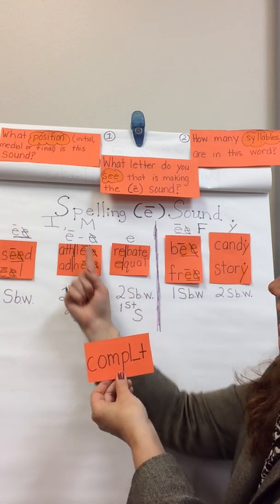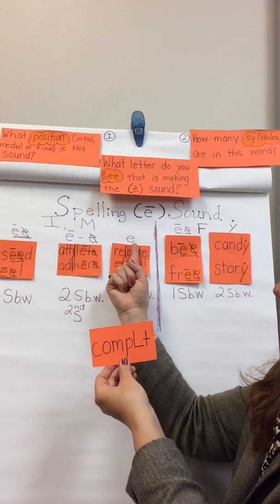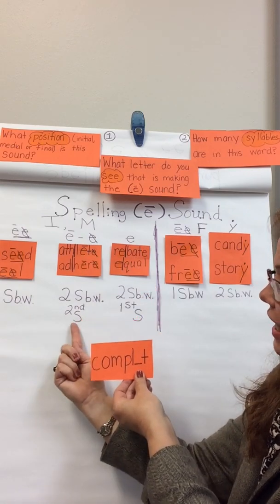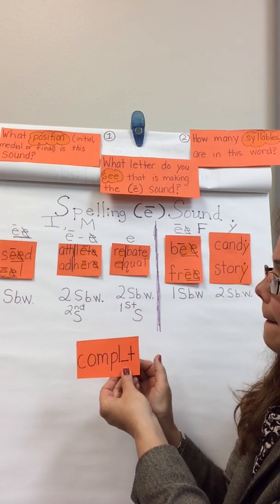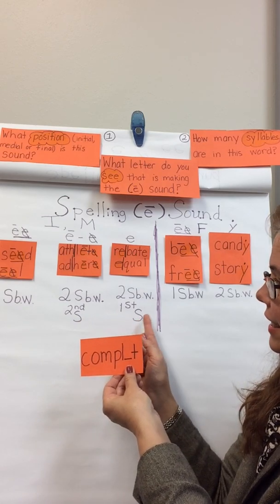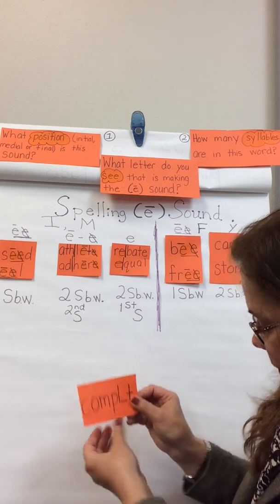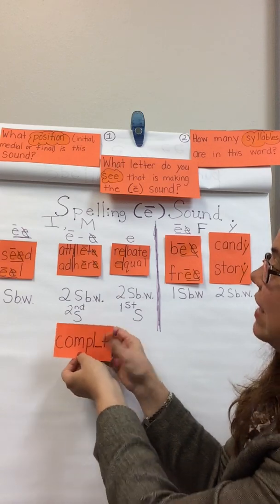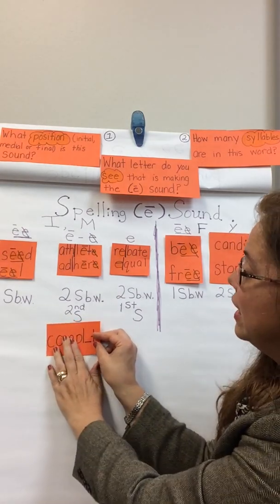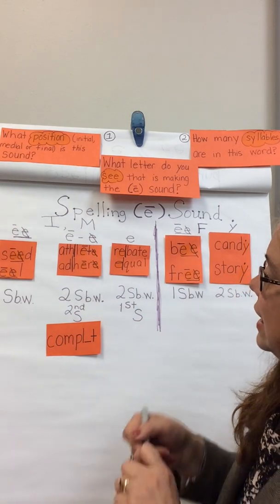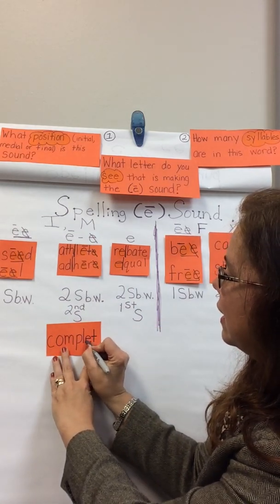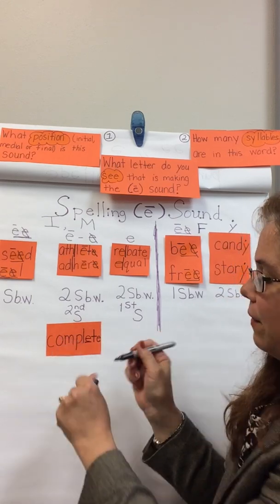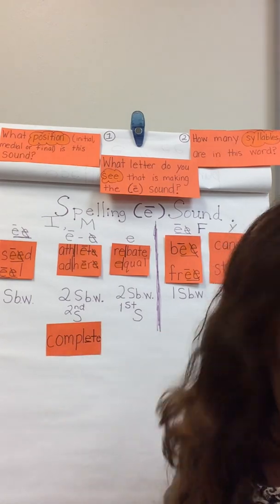So it's either E consonant E or plain old E. Well, I have to think to myself, where do I hear the E sound? In the second syllable or the first syllable? Complete. I hear it in the second syllable. So that means, get my tape up here, it follows this rule right here. It should be an E, consonant E. So there's my E, there's my consonant, and there's my other silent E that I need to have to spell it correctly.